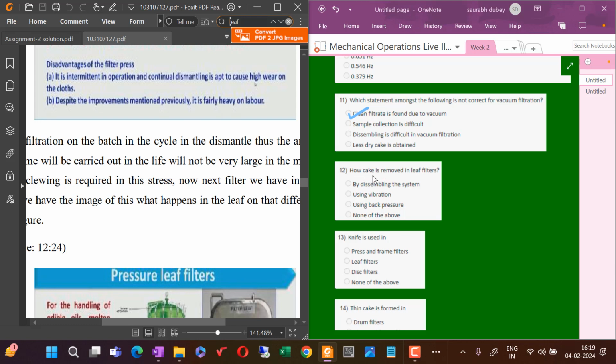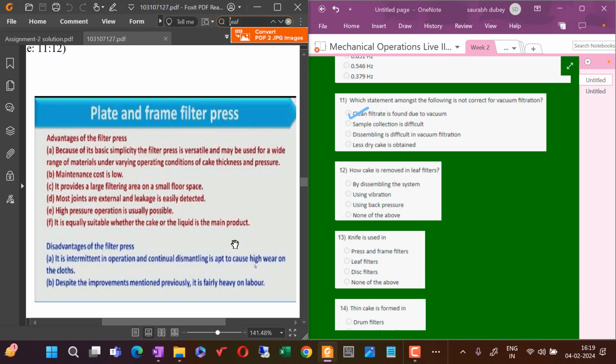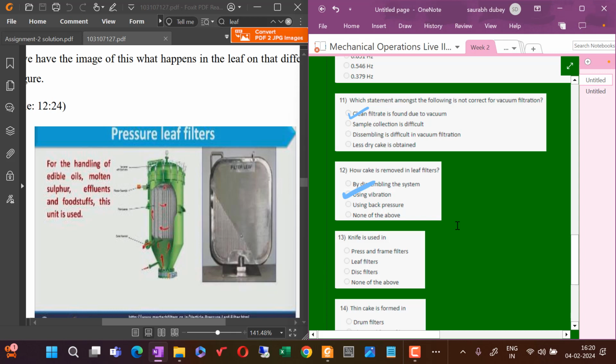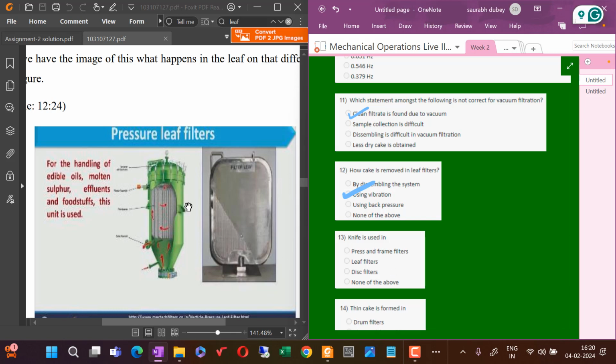The question is how cake is removed in the leaf filter. Here you see the cake is there, and vibration is happening, so it vibrates in order to get the cake out, and from here the cakes are getting out. So vibration is used for cake removal. Next: a knife is used in the plate and frame filter, leaf filter, or disc filter. Which of the following is correct?